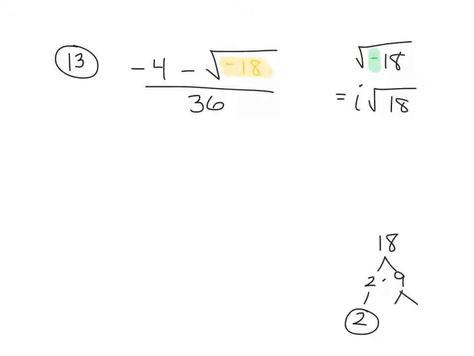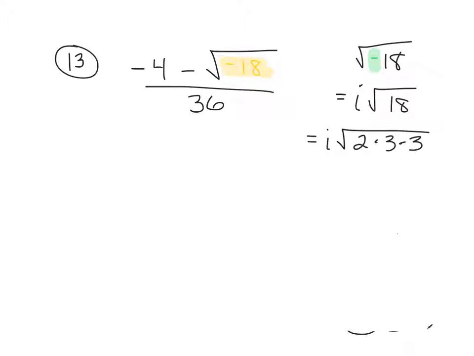9 can be factored into 3 times 3. And 3 is also a prime number, so I can leave those 3's as is. So that means that the prime factors of 18 are 2 times 3 times 3. When I multiply those three digits together, I get 18. Now that I factored it into the set of prime numbers, I'm going to simplify the square root.